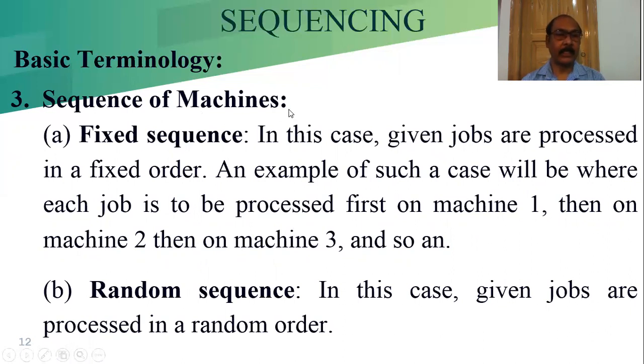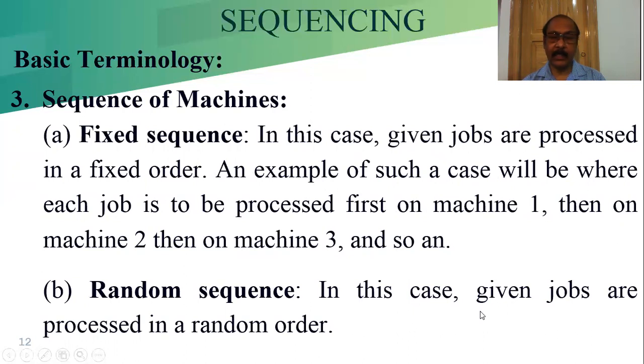Sequence of machines: one is the fixed sequence, and the other is the random sequence. What is called the fixed sequence? In this case, given jobs are processed in a fixed order. An example of such a case is where each job is to be processed first on machine 1, then on machine 2, then on machine 3, and so on. In this case, the sequence is fixed. The job is processed machine by machine as per their index number. That is called the fixed sequence.